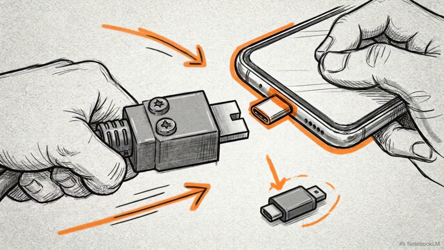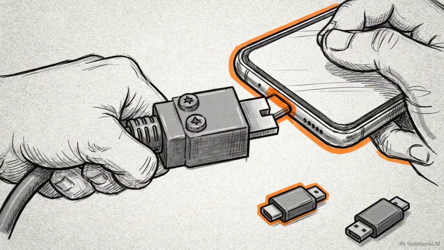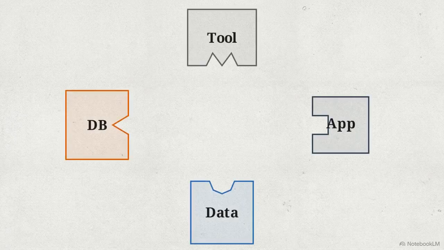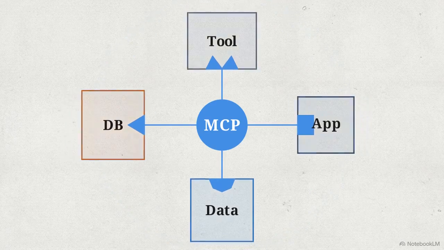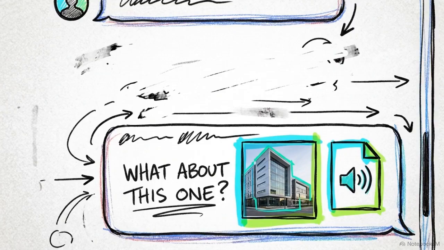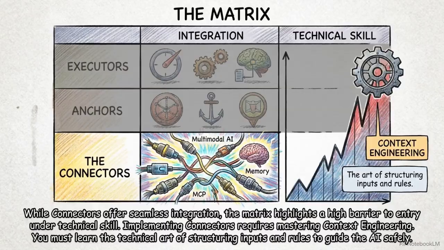Many older legacy systems and software applications cannot naturally communicate with new AI models, creating a massive bottleneck for integration. MCP, or the Model Context Protocol, solves this as a universal standard that safely connects AI models to your existing databases and apps. Multimodal AI adds another layer of integration, allowing systems to process text, images, and video simultaneously for more complex interactions. Features like memory transform the AI from a transactional tool into a partner that retains your past interactions and workflow preferences. While connectors offer seamless integration, the matrix highlights a high barrier to entry under technical skill.